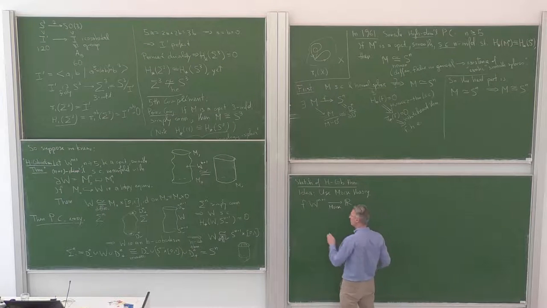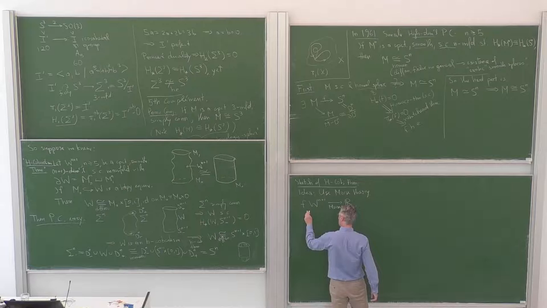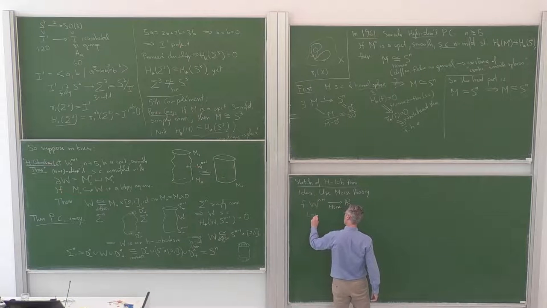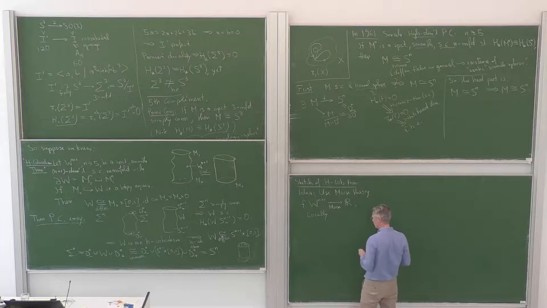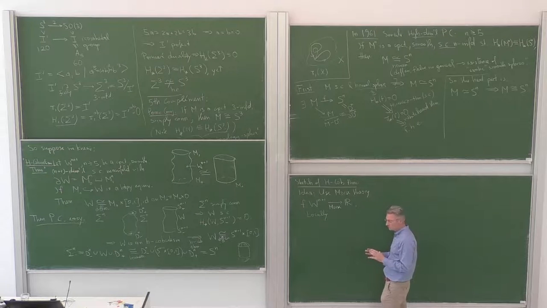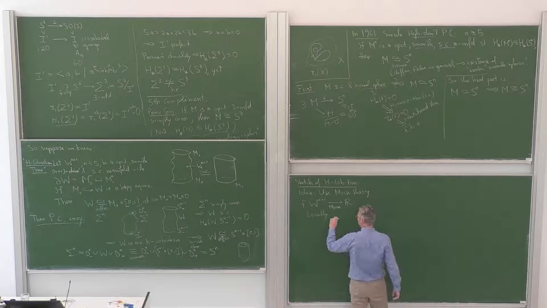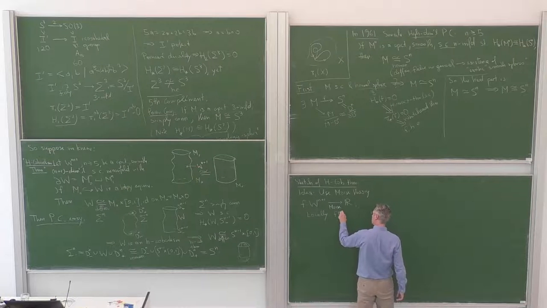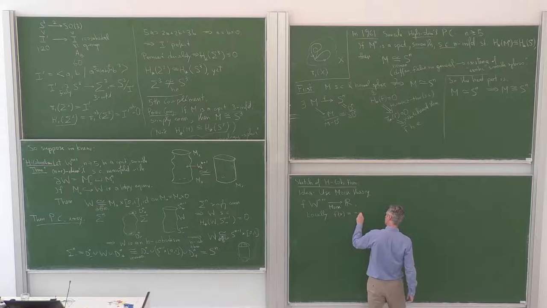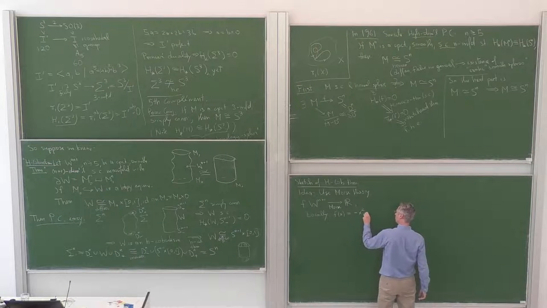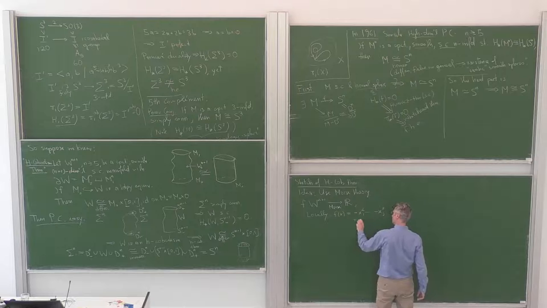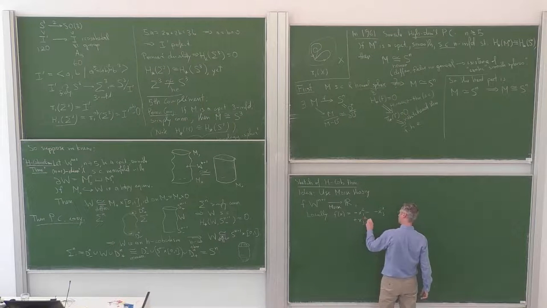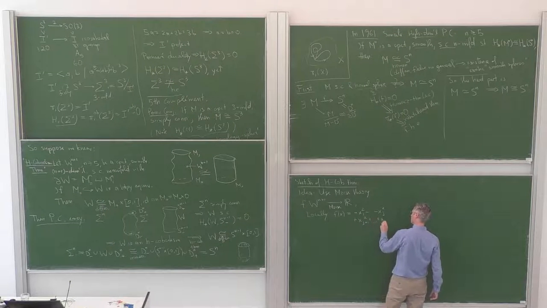And near each critical point locally, the function is then given by a normal form, so you can choose in suitable local coordinates a representation of f near a critical point as minus x1 squared minus and so on up to minus xj squared plus x(j+1) squared plus and so on up to x(n+1) squared.